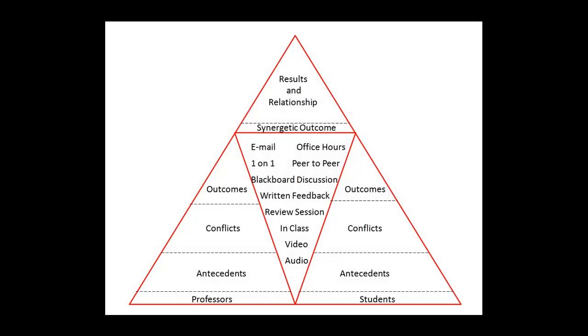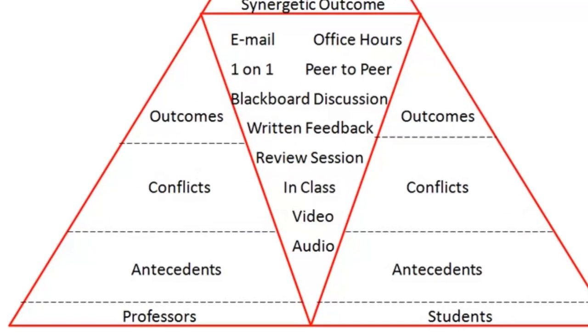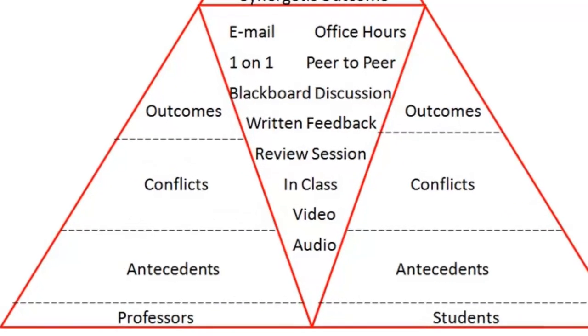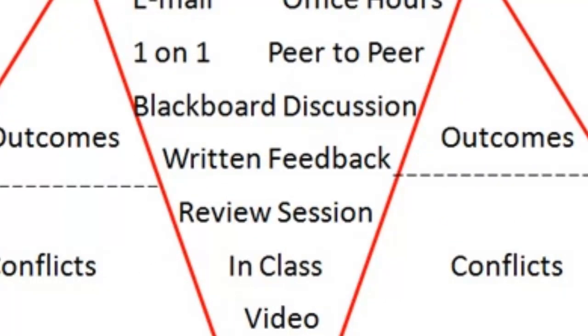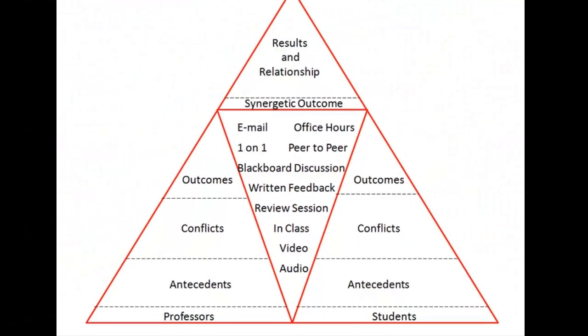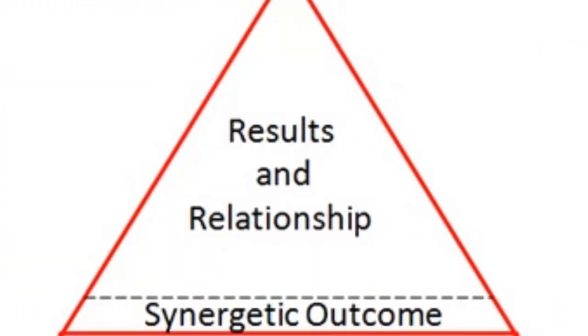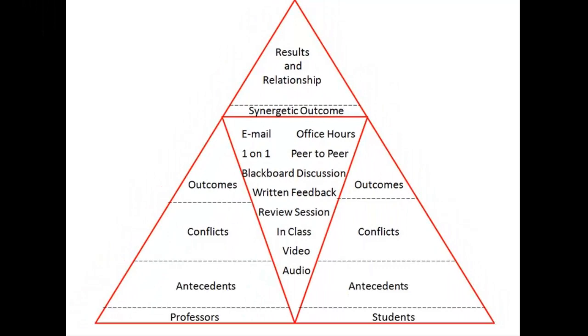This pyramid represents the togetherness involved in giving and receiving of feedback. Each individual triangle is a key component to the total structure of the feedback pyramid. First, we build with the coding of the professors and the students represented in the base of the pyramid. Then we have the center of the pyramid, which contains the many ways of communicating feedback. And then we end with the top, which shows the results and relationships amongst the students and professors.